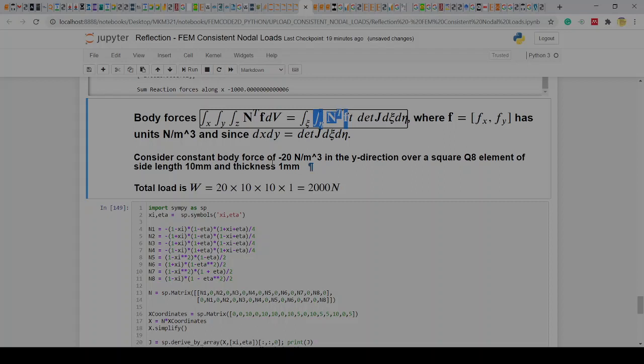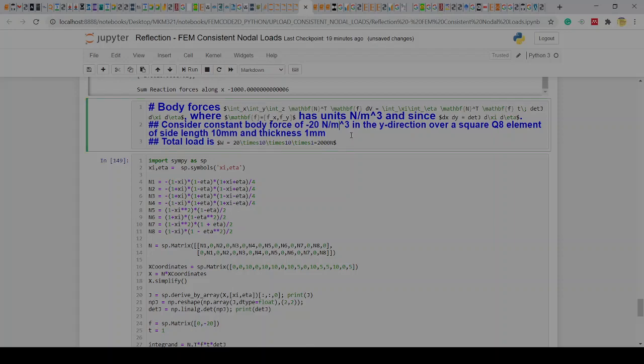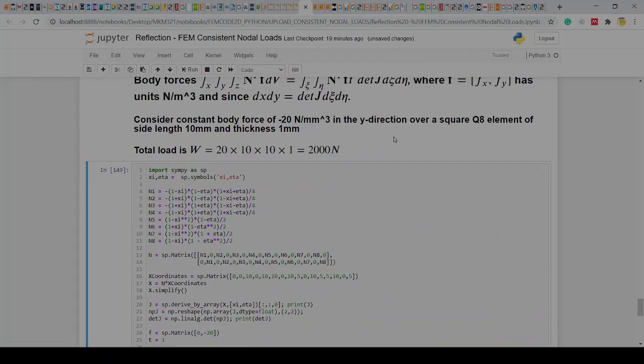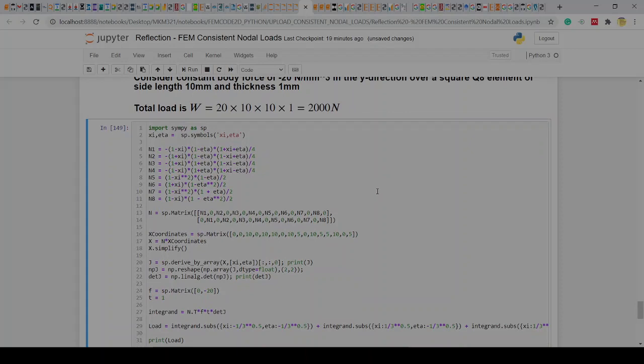So let's consider a constant body force of minus 20 Newton per millimeter cubed in the y direction over a square element of side length 10 millimeters and a thickness of 1 millimeter. So what I'm going to do is do this now formally so that you can see nicely.